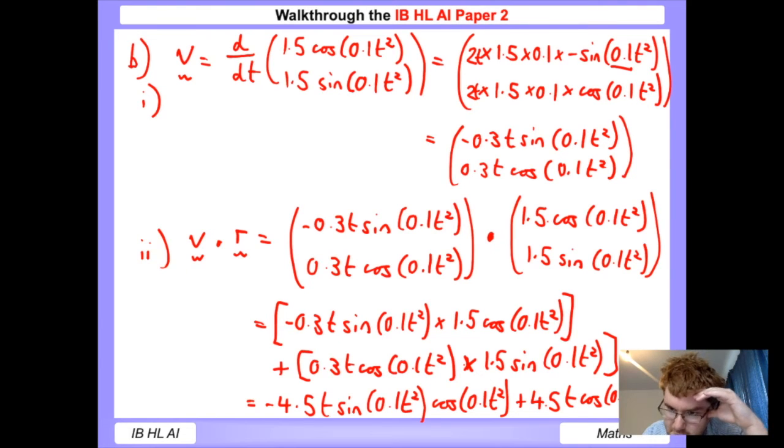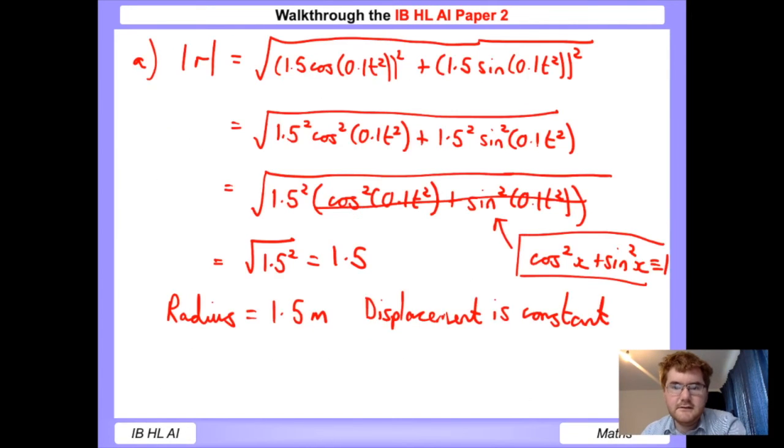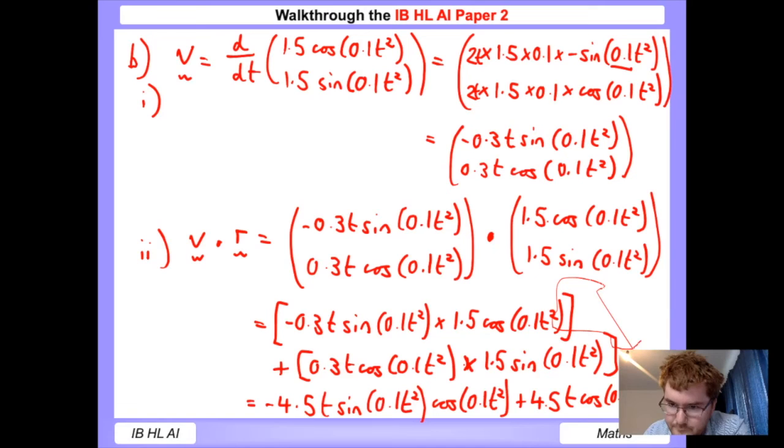Hopefully, I'm going to run out of room. Oh, so close. Doing so well. There we are. Stop pen. And hopefully you can see that these two things are the same. The only thing is sine and cos are the other way around, but that makes no difference. And this is equal to 0.